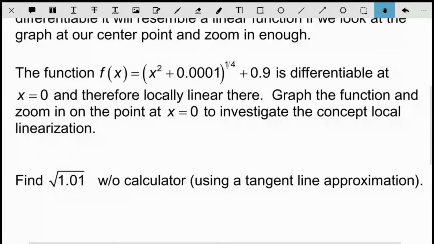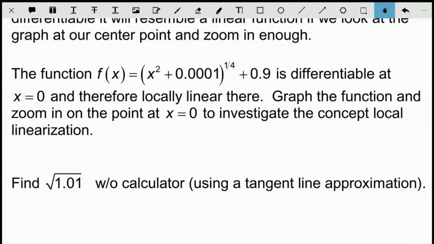Okay, so one of the things we have to be careful with is the idea that if I were to look at the graph of a function, when I zoom in on that function enough, if it's differentiable, that means that eventually, if I'm close enough to that point of tangency, my function is going to start to resemble a straight line. And so that's what this is talking about.